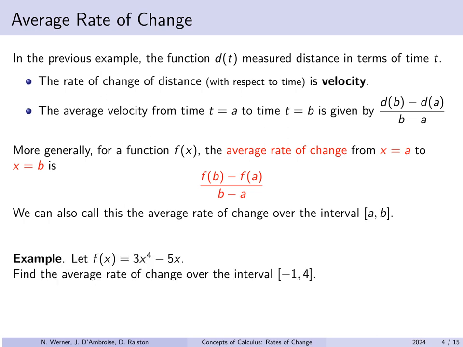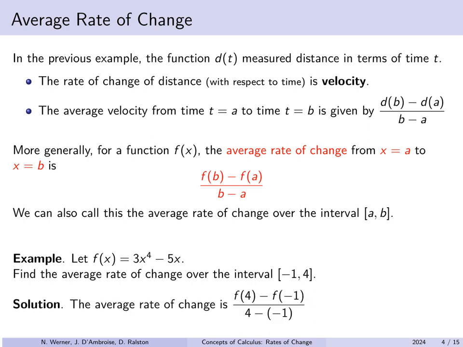For example, let f of x equal 3x to the fourth minus 5x. Let's compute the average rate of change over the interval from negative 1 to 4. All we have to do is compute f of 4 minus f of negative 1 over 4 minus negative 1. We simply plug in the right endpoint to f of 4 and the left endpoint for f of negative 1. Take that difference, then divide by the length of the interval from negative 1 to 4, computed as 4 minus negative 1.